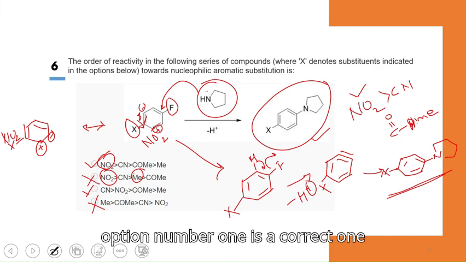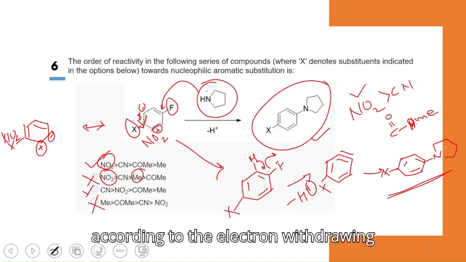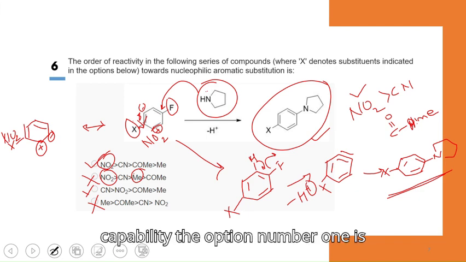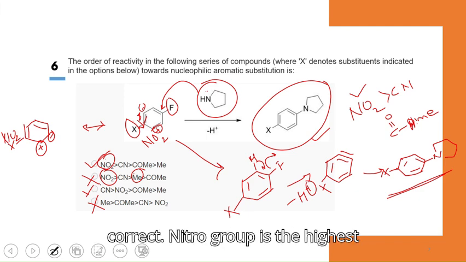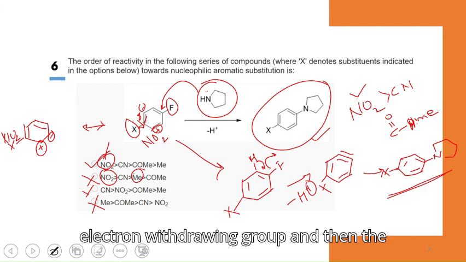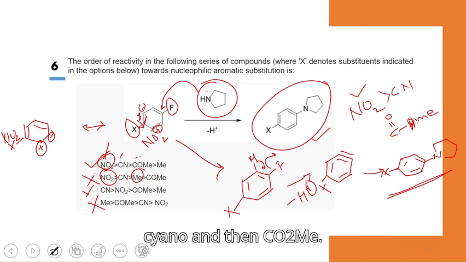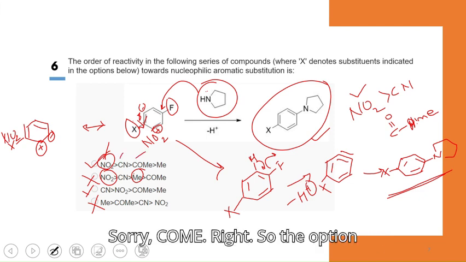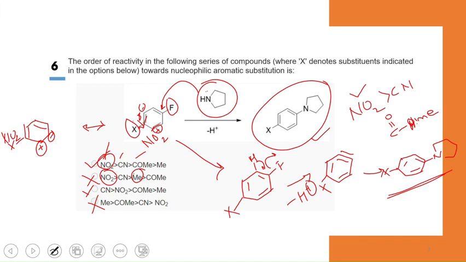The option number 1 is the correct one. According to the electron withdrawing capability, option number 1 is correct. Nitro group is the highest electron withdrawing group, and then the cyano, and then CO2Me, sorry, COMe. So option number 1 is correct here.